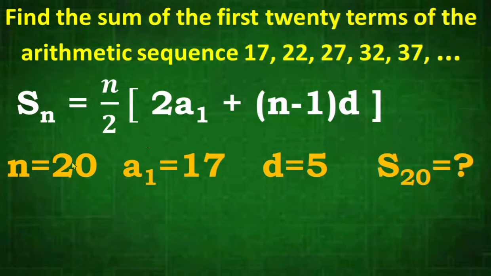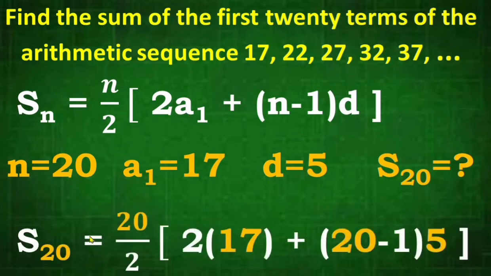Okay, let's substitute these values in our formula. So, S sub 20 is equal to 20 over 2. 20 is our value of n. And then 2 times 17, 17 is our value of the first term. And then 20 minus 1, 20 here is our n. And 5 here is our common difference or d.